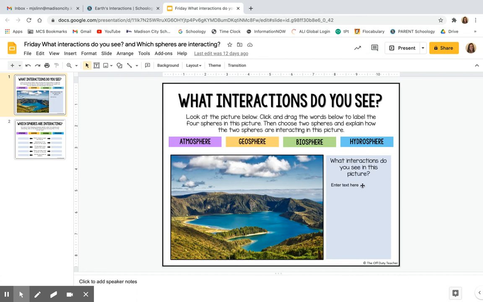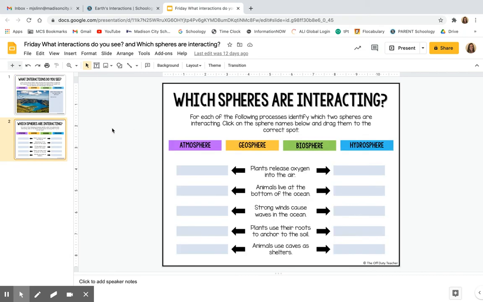Go ahead and type at least 2 sentences giving examples of the interactions that you can see in the image. On the second slide, identify which 2 spheres are interacting for each of these examples. Click on the sphere names below and drag them to the correct spot.